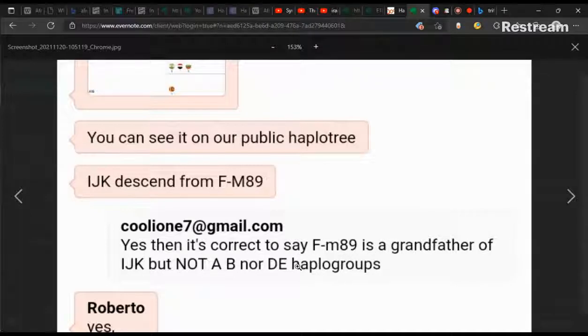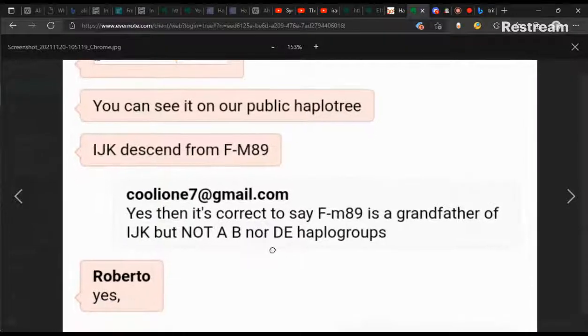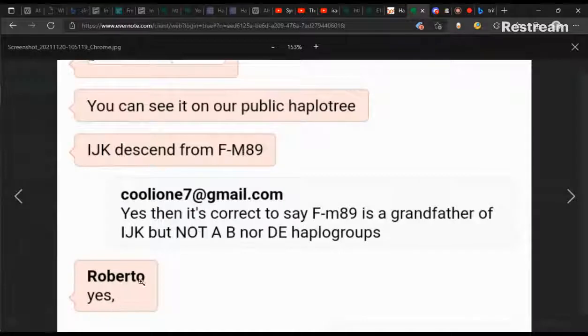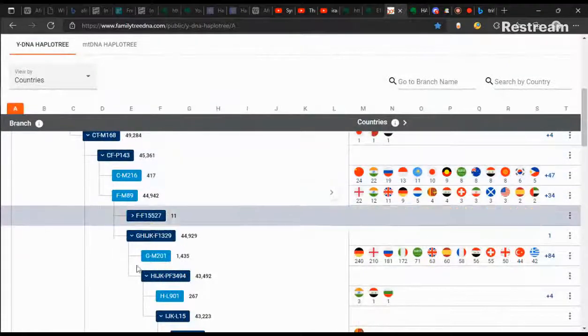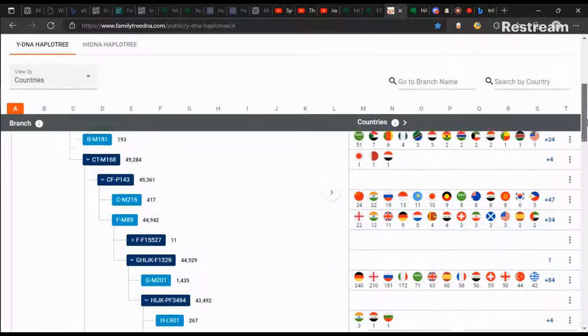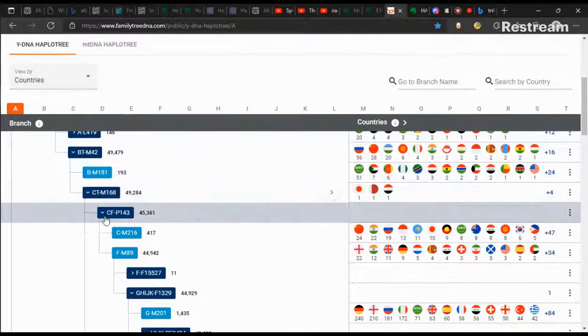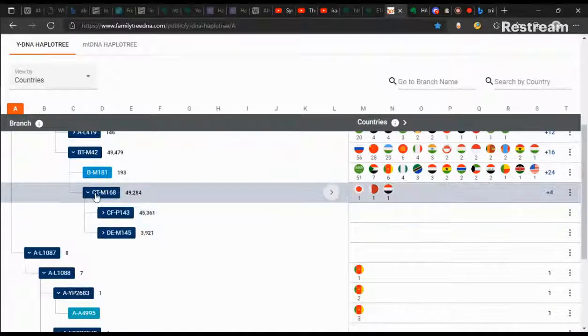Then it's correct to say F-M89 is a grandfather of IJK, but not A, B, nor D, E haplogroups. What do you say? Yes. What did I talk about yesterday? I said that everything under CF makes their own lineages, but A and B lineages and D and E lineages are their own. What does that mean? The split is at CT. Let's go to the tree and see. The split isn't anywhere over here. These are actually recent peoples. The split is at CT.